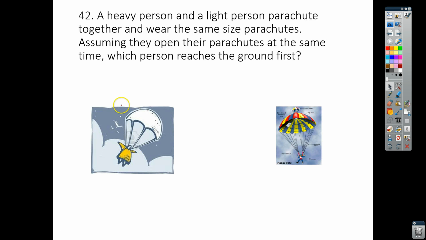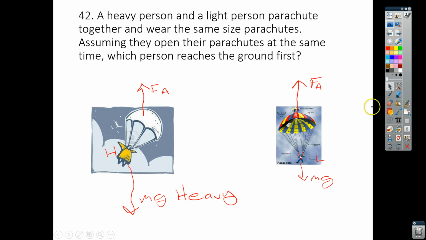For the next one, we've got a heavy person and a light person. They're parachuting together. So here's my heavy person. Here's my light person. They're a lot smaller. They have the same size parachute though, so you'll see that this parachute and this one are the same. They want to know which person hits the ground first. Well, because the heavier person has more mg pointing down than this one does, and we know that the arrows up represent the force of the air resistance, and these two are exactly the same because the parachutes are the same size, this one has a bigger difference, so we know that the heavy person will reach the ground first.